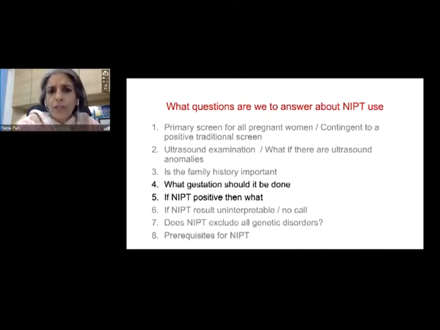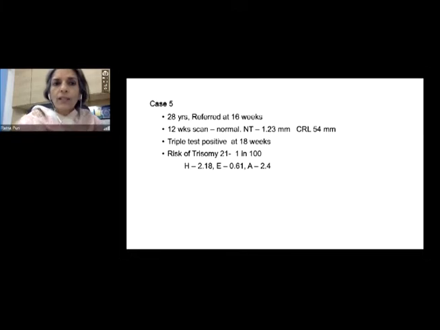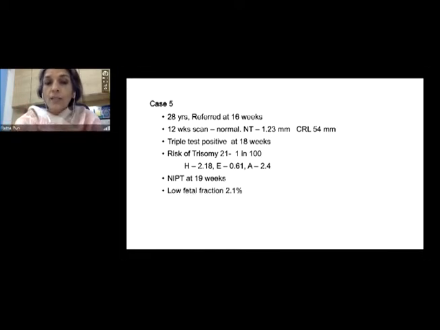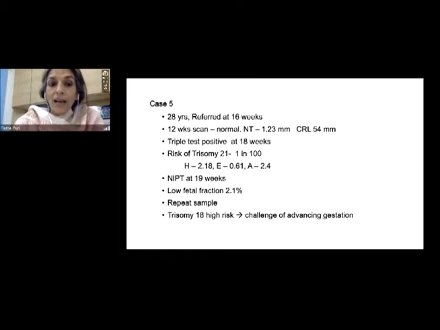What gestation would you want to do an NIPT, and if it is positive, then what? Look at this case, 16 weeks, she is referred. The 12-week scan is normal. A triple test is done at 18 weeks, and this triple test comes back at a high risk for trisomy 21. An NIPT is done at 19 weeks. It showed a low fetal fraction. A repeat sample is done and it comes back as a trisomy 18 high risk. She's already 22 weeks by then.